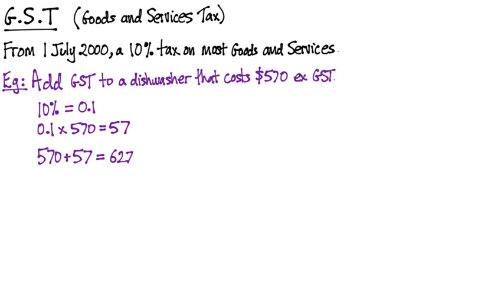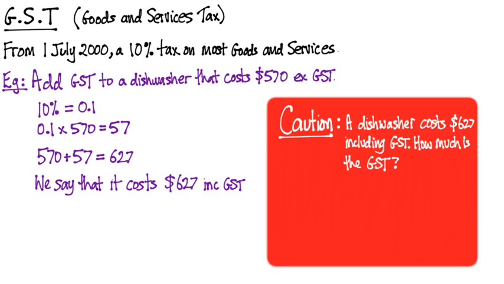We add that to the ex-GST. So ex-GST, it cost $570 plus the 10% GST gives us a price of $627, and we say that that is the price including GST.